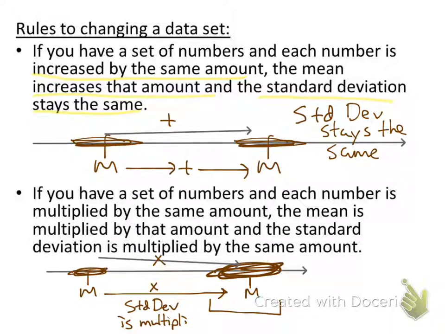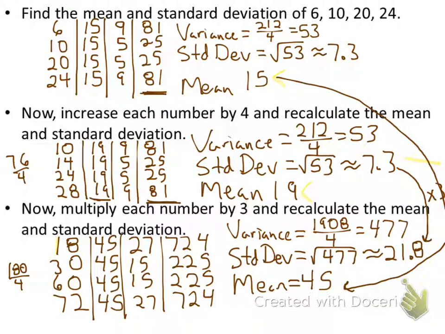So let's say we multiplied by k. Well, we'd multiply the mean by k, and we multiply the standard deviation by k, by that same amount each time. So let's go back and look at what the k value was on this one: we multiplied each one by 3. So it made the mean 3 times bigger, and it made the standard deviation 3 times bigger.